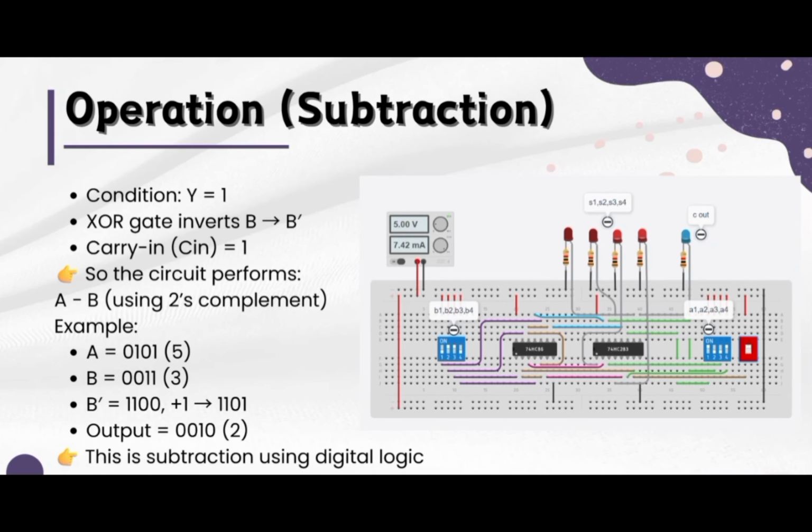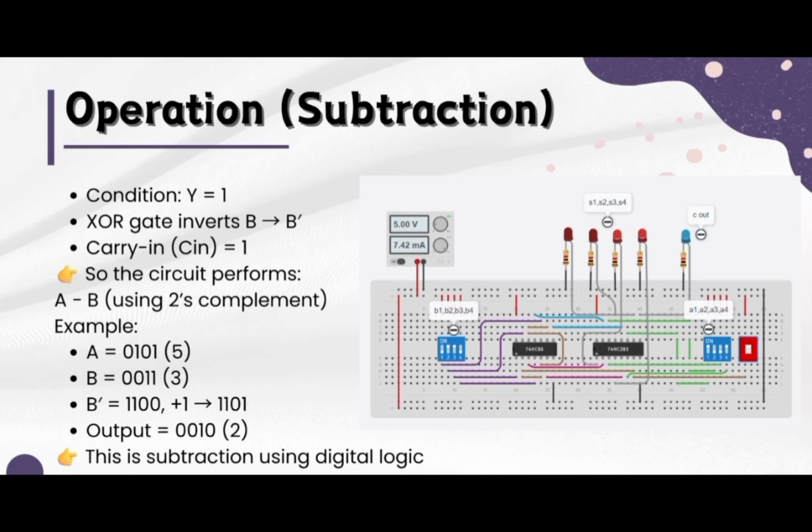Now let's see the subtraction operation. Here the condition is Y equal to 1. So the XOR gates invert the input B, making it B bar, or B inverted. Also, the carry in is 1. This combination performs 2's complement subtraction, meaning A minus B.